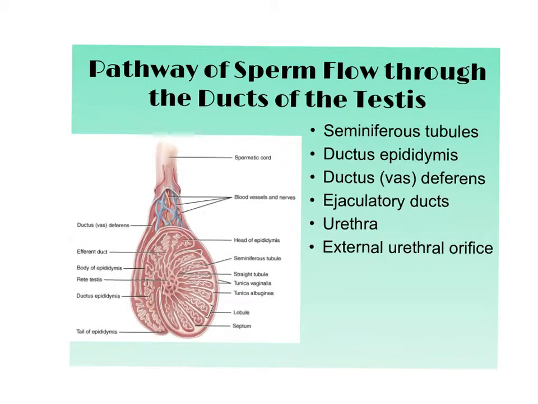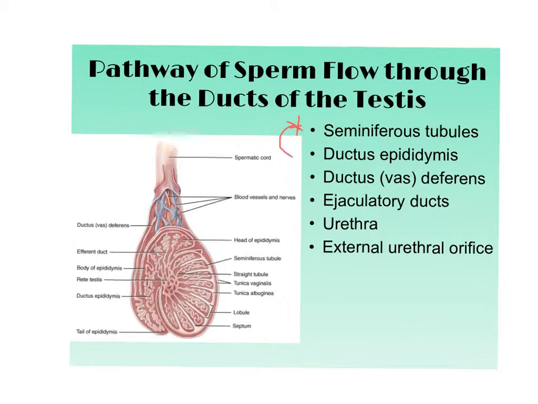Alright, so this is the pathway that sperm flows through the ducts of the testes and eventually outside of the body. If I remember correctly, on one of our quizzes, you're going to have to be able to trace how this goes, so you might want to write this down. So it all begins in the seminiferous tubules. That's where spermatogenesis occurs. That's where the sperm are actually produced.